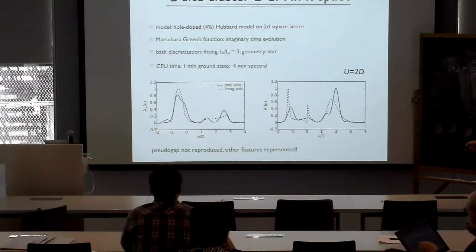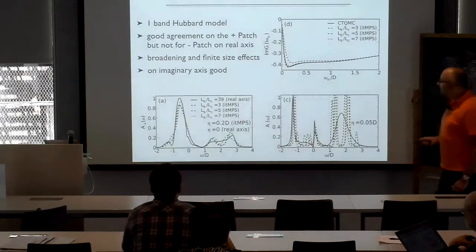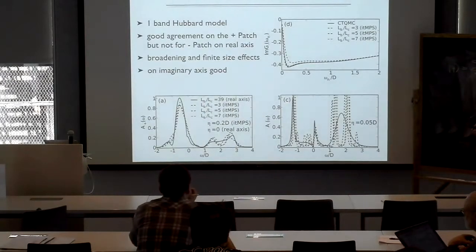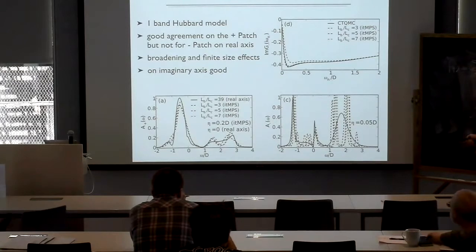And so this is the price to pay. If you look in more detail at the same problem, what you see is the advantage is you get away with much smaller baths. And you also see that it nicely converges towards the CTQMC result. But if you go onto the real axis, let me, for time reasons, just focus on the bath curves right here. You see you have all the structure.